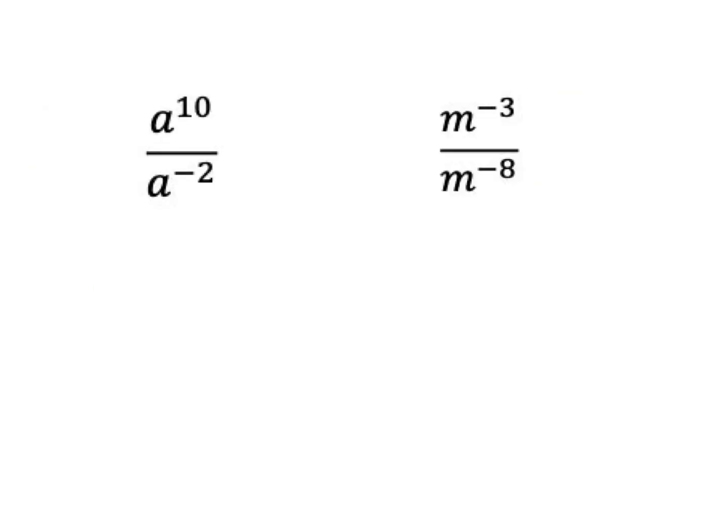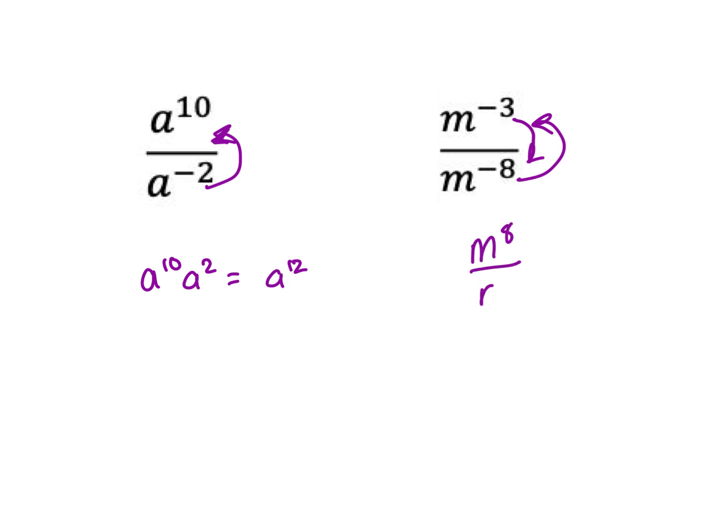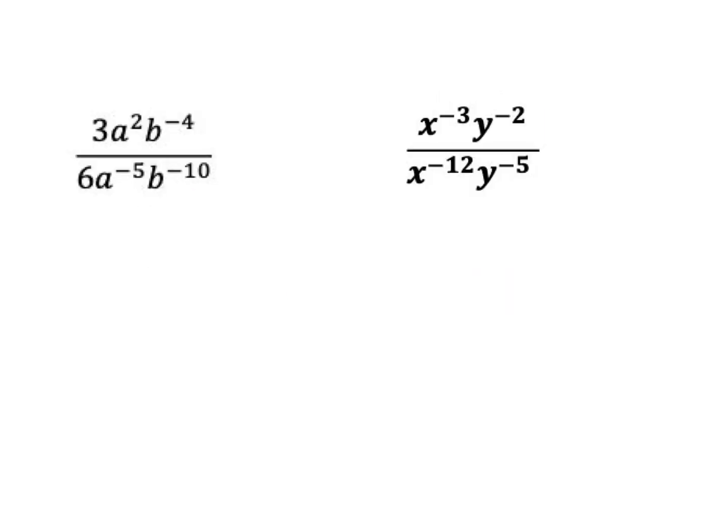Okay, whenever we just have variables, we're just moving things if they are negative. So I'm going to change all my negatives. I'm going to move my a to the negative 2 to the top. So I've got a to the 10th, a to the second, and put them together. I have a to the 12th. Here the m to the third is going to the bottom and the m to the 8th is going to the top. So I'm basically just writing this reciprocal, m to the 8th over m to the third, with positive values. Okay?